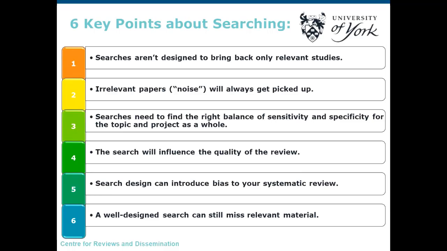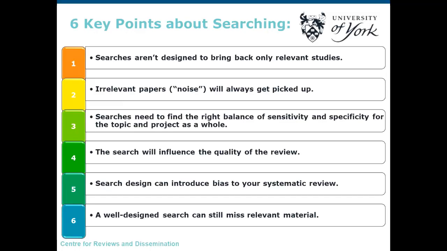This brings me on to 6 key points about searching. A literature search isn't designed to bring back only relevant studies. What we would call a sensitive search strategy would aim to bring back as many relevant studies as possible without excluding anything relevant. Due to the way database searching works, irrelevant papers will always get picked up. This is referred to as noise and doesn't mean that the strategy is bad.